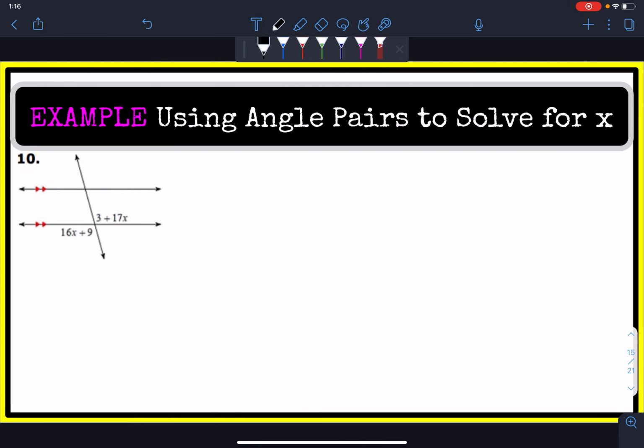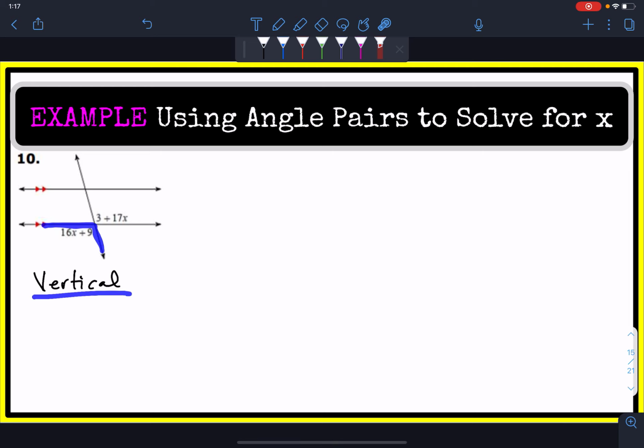On this example, even if you cannot recognize that these are vertical angles, the main concern is trying to determine: should I be adding these two things up and equaling 180, or should they equal each other and solve the equation for x that way? The way you determine that again is by looking at the angle. Notice that this angle is an obtuse angle, so 3 plus 17x is an obtuse angle. Notice that 16x plus 9 is also an obtuse angle.